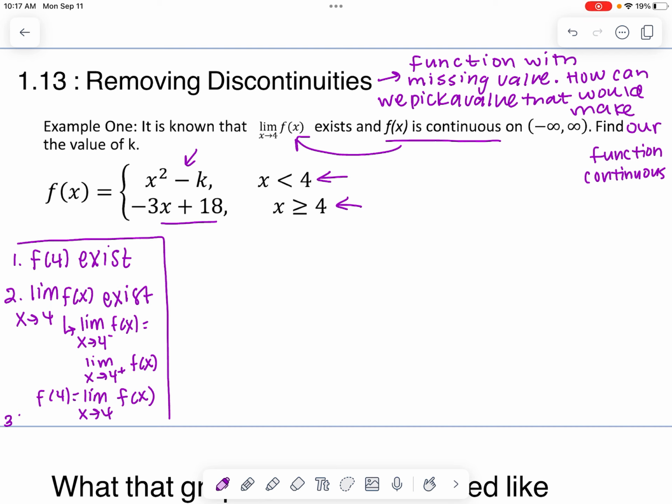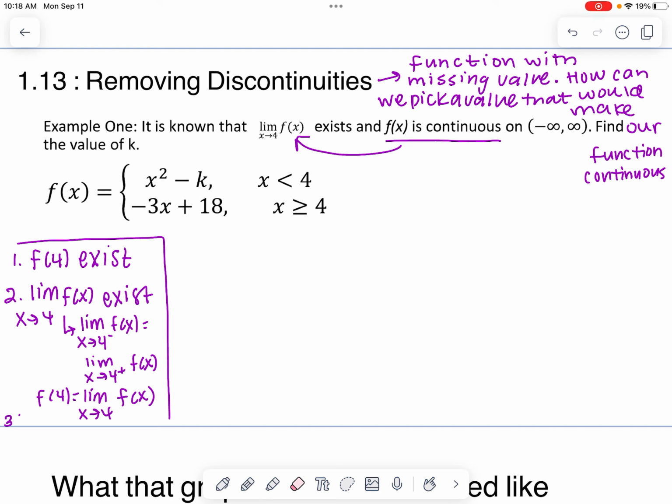And so how does that help us? Well, we need to figure out what the value of k is. So let's start. F of 4 exists. Okay, so that means that if I were to plug in 4 into this function, that would help us find k. In this condition, I would plug it in for this part right here, because that's where x is greater than or equal to 4 is the important part. And so I could figure out what f of 4 is. But I already know that exists because this is continuous, and that doesn't help me find k. So let's see if the other thing helps us.